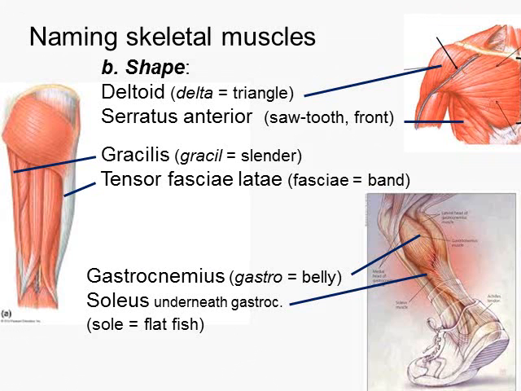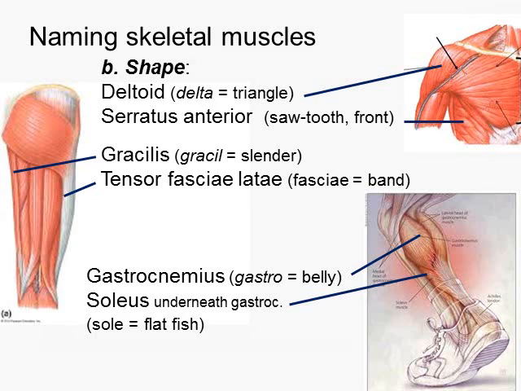Another way we name skeletal muscles is by shape. Deltoid, that's the shoulder muscle, sort of triangular shape. Serratus anterior, it looks kind of jagged, the muscles below the pectoralis. Gracilis is a very slender muscle. I call it the inseam muscle along the medial side of the leg. Gracile, slender. Tensor fasciae latae. That fascia means band, and that's that dense band on the lateral side of the leg.